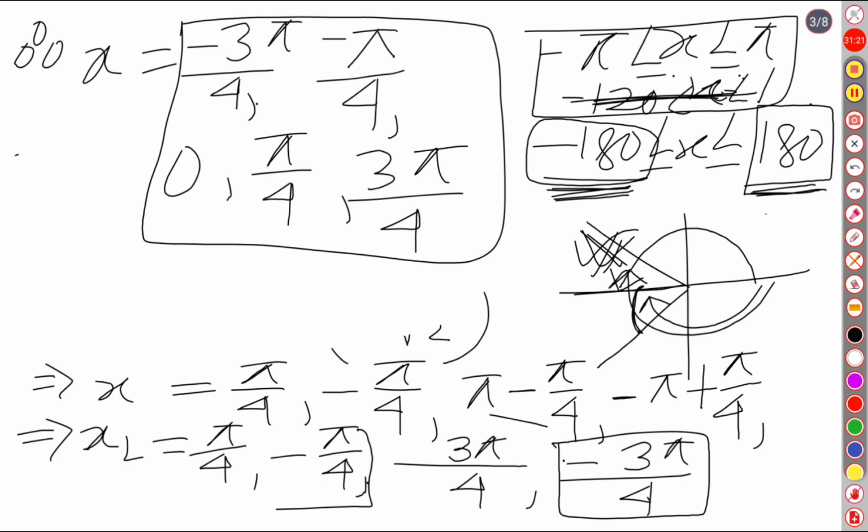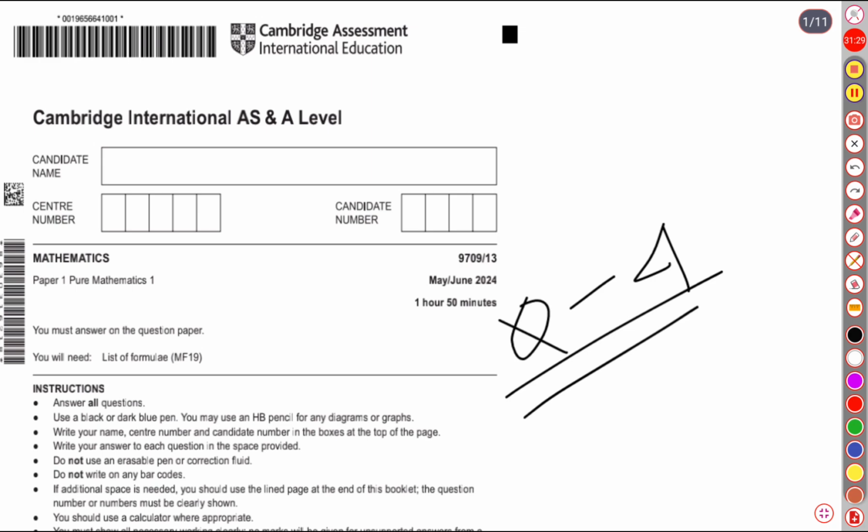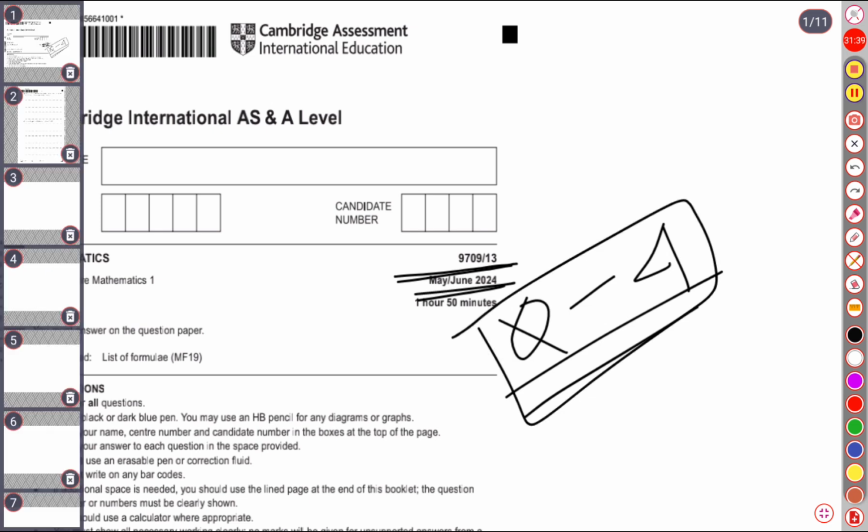So this is how we will solve the complicated problems. Let's move on to the next question. The next question belongs to paper 970913, May June 2024, and we are going to solve question number 4.